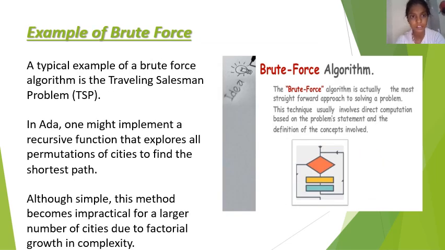Next is examples of brute force. A typical example of a brute force algorithm is the traveling salesman problem, that is TSP. In ADA, one might implement a recursive function that explores all permutations of the cities to find the shortest path. Although simple, this method becomes impractical for a larger number of cities due to the factorial growth in complexity.